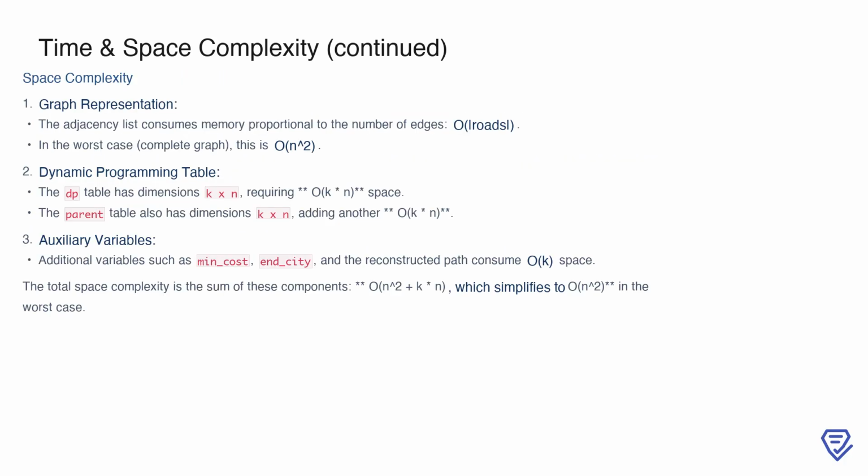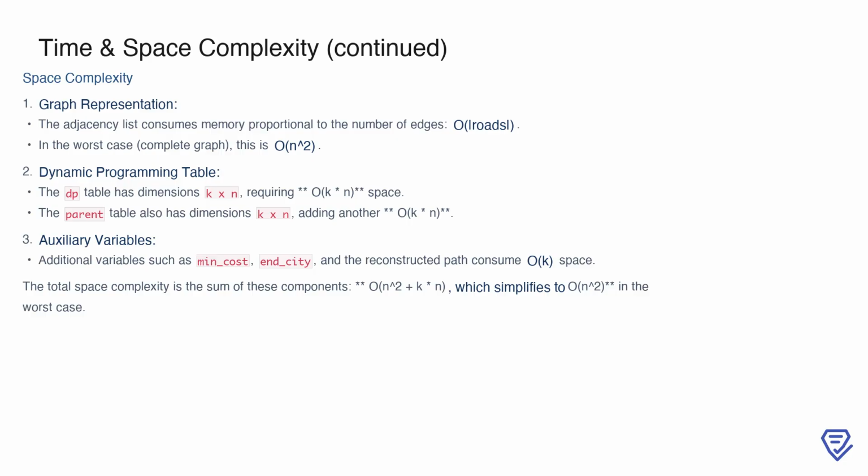Now turning to space complexity, the first component is the graph representation. Using an adjacency list, the memory usage is proportional to the number of edges, roads. In the worst case of a complete graph, this becomes n squared. The dynamic programming table is the next major contributor. With dimensions k×n, the DP table requires k*n space. Similarly, the parent table, which is used to reconstruct the path, also consumes k*n memory. Lastly, we have auxiliary variables such as min_cost, end_city, and the reconstructed path, which together require k space.